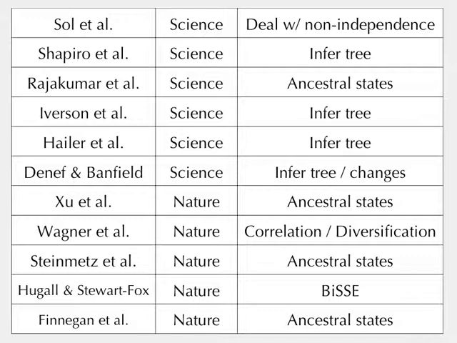Oh, so BiSSE, binary state speciation and extinction models. And we'll talk about those later in the semester. But it's basically a diversification model. You can say, does trait A lead to more speciation or less extinction than trait B does? In that case, it was whether the birds were sexually dimorphic or not.